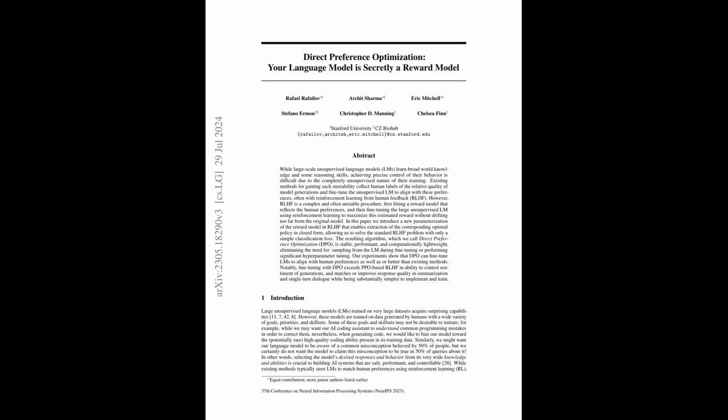What if the most complex part of training a language model to follow human preferences could be replaced by something as simple as logistic regression? That's essentially the provocative claim behind direct preference optimization, or DPO, a method that emerged from Stanford in 2023 and quickly became one of the most influential ideas in the alignment of large language models.